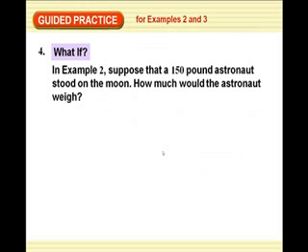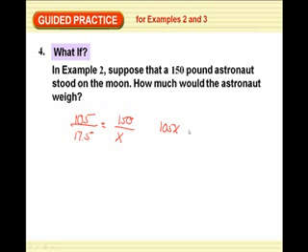So suppose a 150-pound astronaut stood on the moon. How much would the astronaut weigh? So a 105-pound person weighs 17.5. That's given. I looked back in the book. So how much would a 150-pound astronaut weigh?